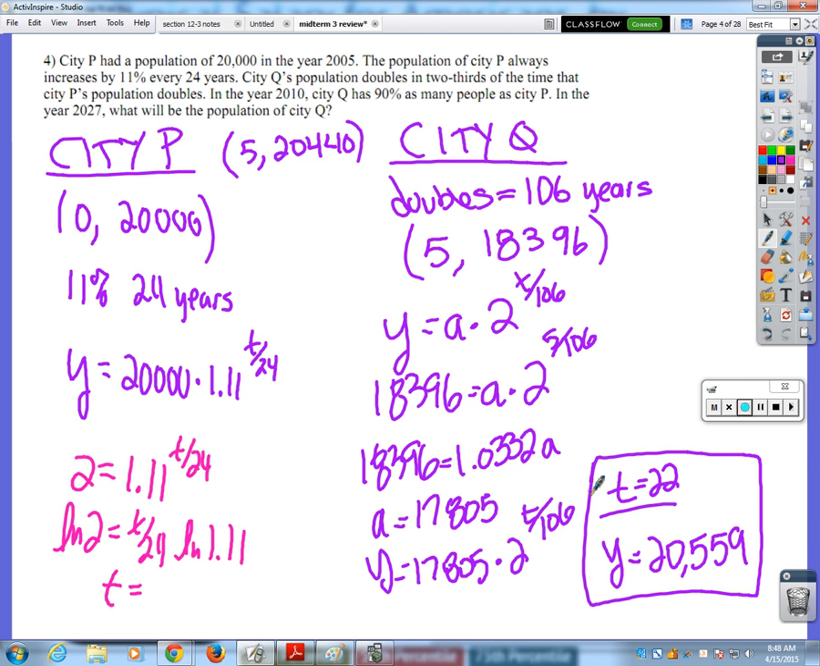Not what you got? So yeah, those are a lot of work. They make those really complicated. You get this one right here? Well, it says that it doubles in 2/3 of the time that city Q's population doubles, so that just tells me I need to figure out how long it takes for city Q's population to double.